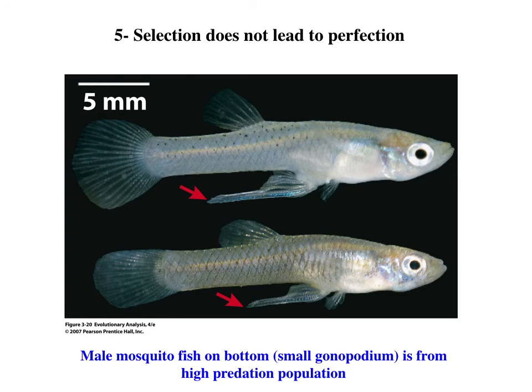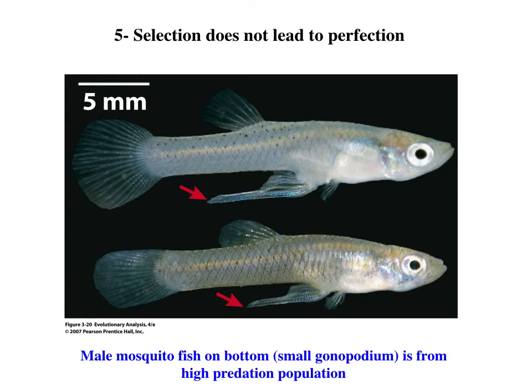Size does matter, and females prefer mosquito fish with larger gonopodia. So here on the top, you see that bottom modified fin, that's a gonopodium. Females prefer to mate with males with larger gonopodia. Here on the bottom, there's a smaller gonopodium, right? So how come the fish with smaller gonopodia are even present? Why isn't natural selection just saying, we're going to select this better trait? It's because there's trade-offs, right?